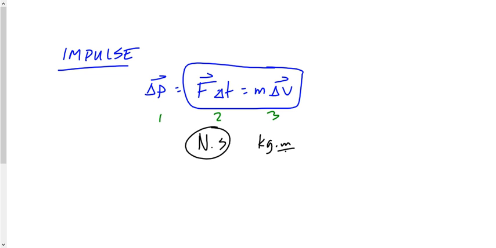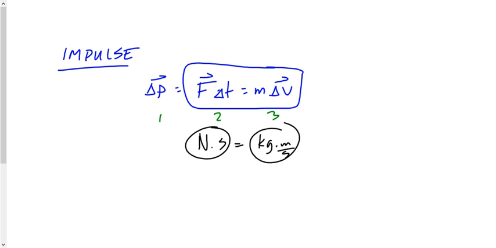Right, and that comes from the m times delta v part of the equation. A Newton second ends up being exactly equal to a kilogram meters per second, so it doesn't matter which one you use. But recognize both, because sometimes on a test or a quiz or an assignment, you'll see Newton seconds. Sometimes you'll see a kilogram meters per second, and you have to know what each of those units represents.